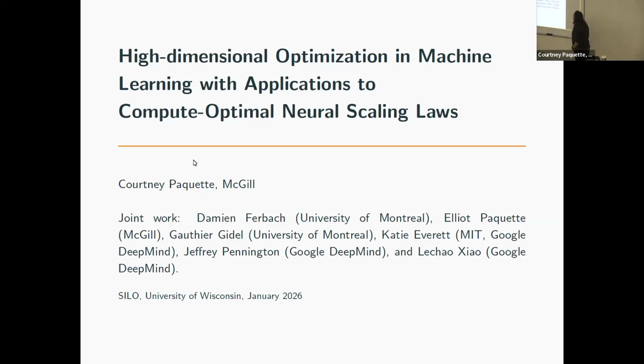So I'm going to talk a lot today about compute optimal neural scaling laws. How many people have even heard of this? Oh, good. Okay, a couple. It's fine. Also, I know this is a very new area, so it's kind of fun and exciting to look at. And this is joint work with one of my PhD students, Damian Fairbach, and then a group of people at Google DeepMind, and then Elliot and Gauthier, who are in Montreal.